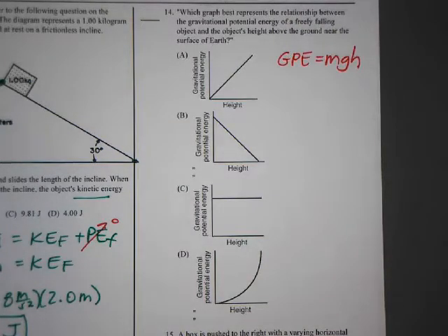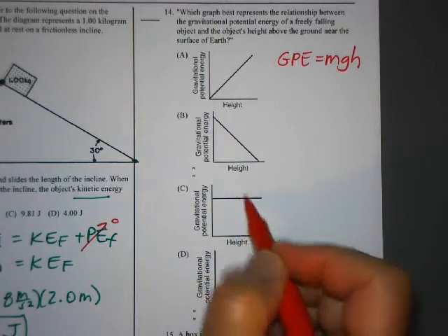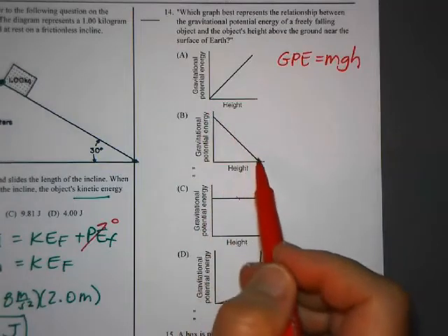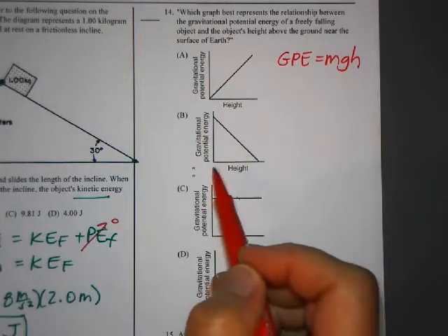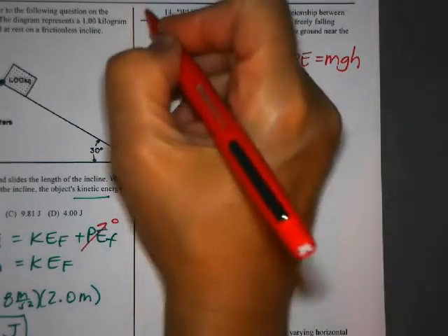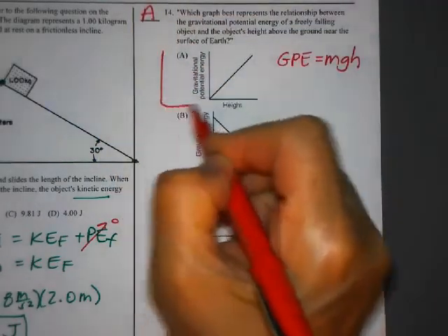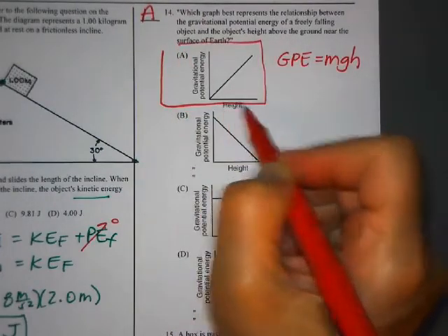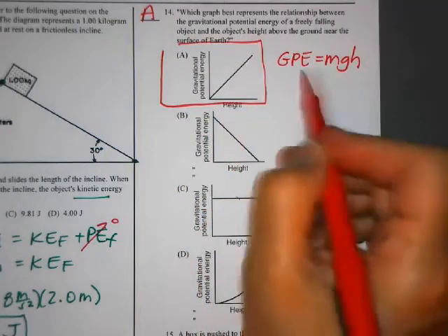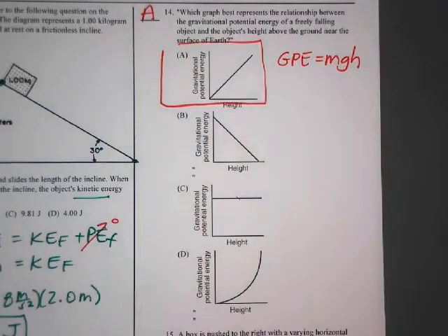They are directly proportional. So when we look at our different graphs, this one is not directly proportional. This is a straight line. This shows as the height increases, the gravitational potential energy decreases, and that's not correct. So that's how we know A is the right answer. As my height increases, my gravitational potential energy increases. That shows that they are directly proportional, and we see that just by looking at the equation.